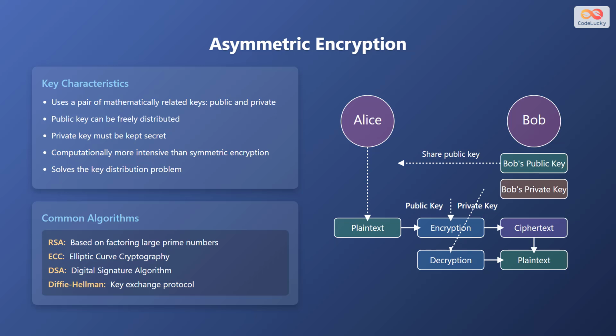Asymmetric encryption solves the key distribution problem, as the public key can be shared without compromising the security of the private key. Common algorithms used in asymmetric encryption include Rivest, Shamir, and Adelman, based on factoring large prime numbers, elliptic curve cryptography, Digital Signature Algorithm, and Diffie-Hellman key exchange.